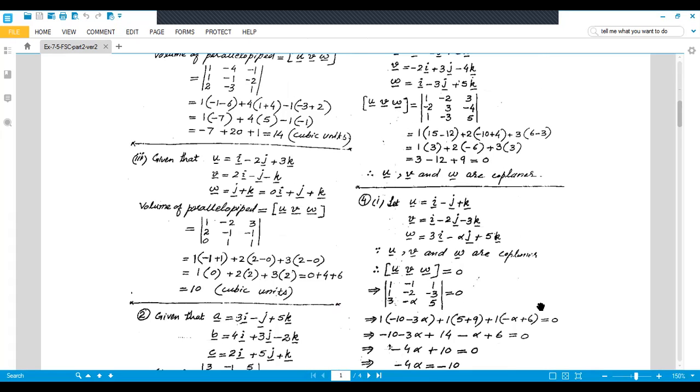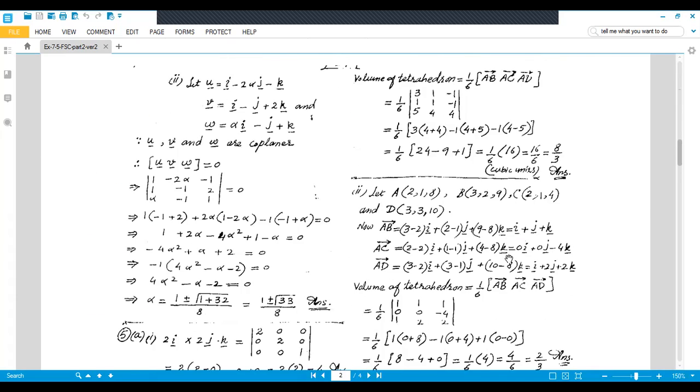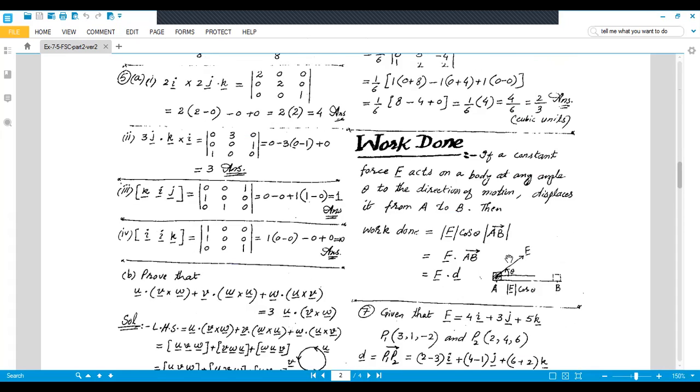So for coplanar, what will you do? You take the determinant of all the three vectors. If you get the 0 result, then they are coplanar. Now 4 and 5 are not included in your syllabus. Come to number 6.